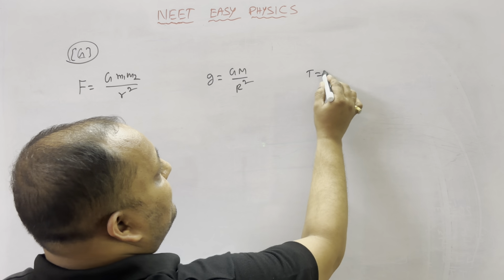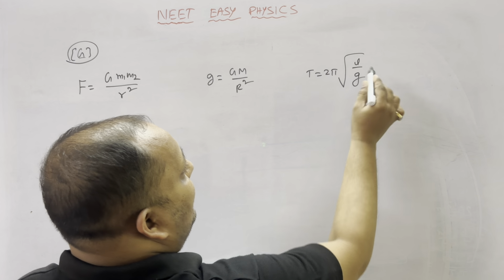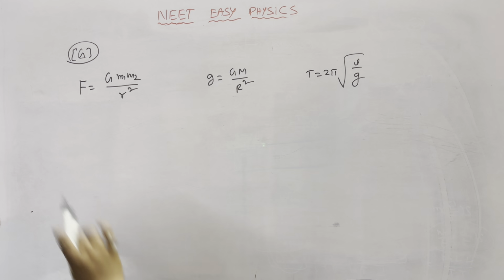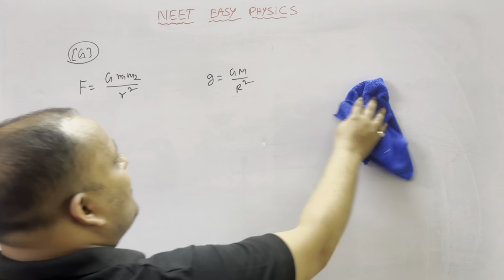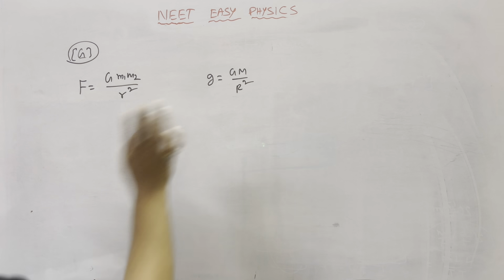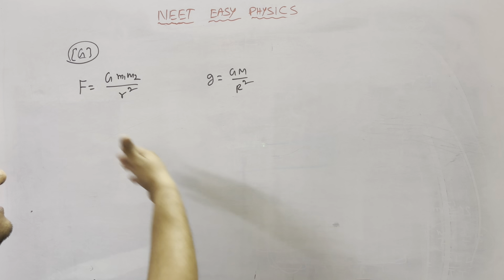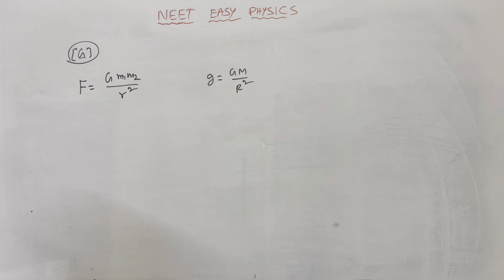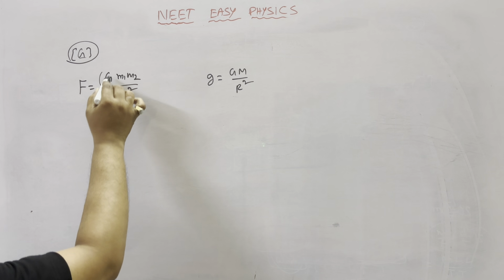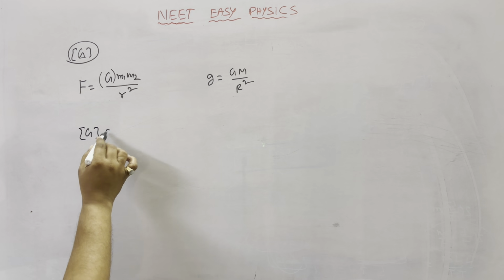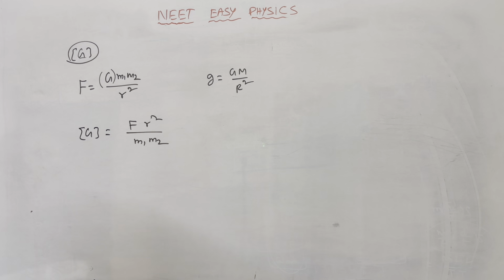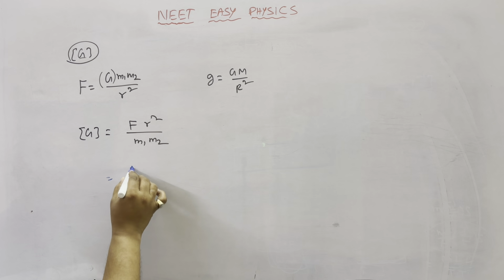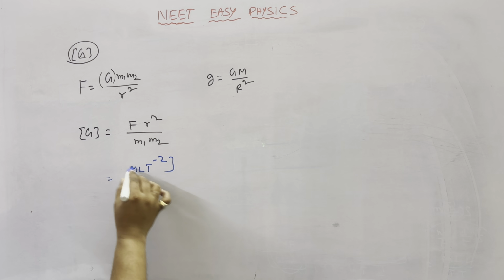Otherwise, the time period of a simple pendulum, 2 pi root L by g. Sorry, in this there is no capital G, only small g. Again, small g is written as G m by r square. So wherever capital G is coming, you have to cross check. Now, see how to write the dimension formula for capital G. Capital G is equal to F r square by m1 m2. Now you can write the dimension formula one by one. What is the force dimension formula? M L T power minus 2.